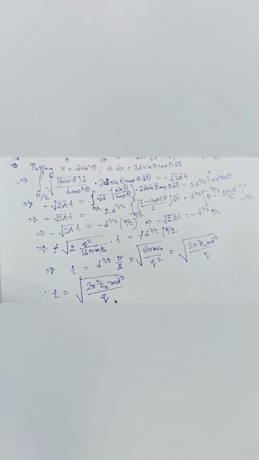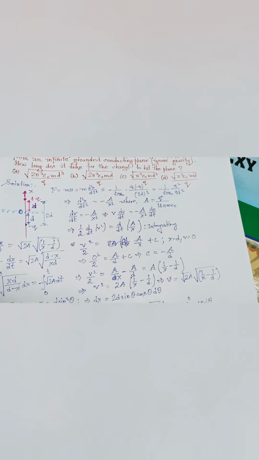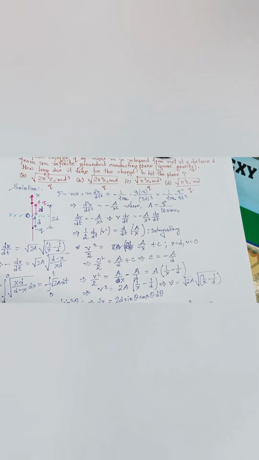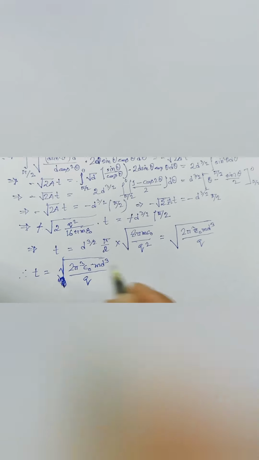Hence in our question four options are given, and among these four options, the root will be over everything but the q term, which is independent of the square root. So from our given conditions, we see that our answer is root of 2 pi cube epsilon naught m d cube divided by q. Therefore we can write option A is correct.